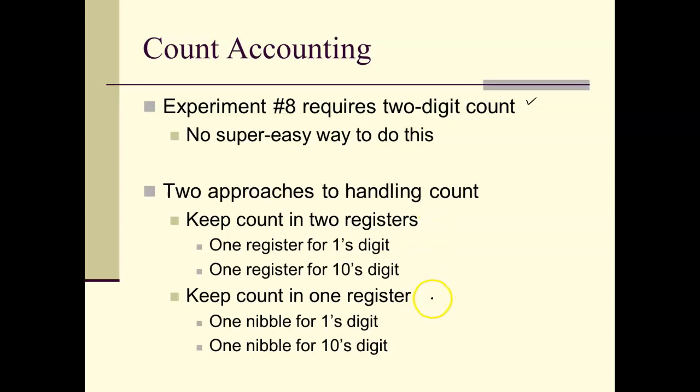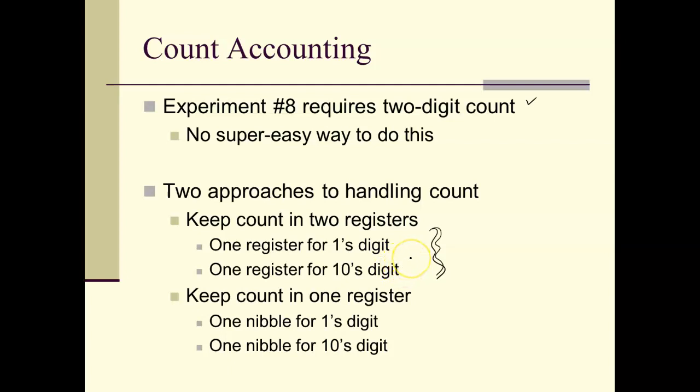The best thing to do is you could keep a binary count and convert that binary count into a BCD or a decimal count every time you want to display it. But the easiest way is to keep a register for the ones data and a different register for the tens data.